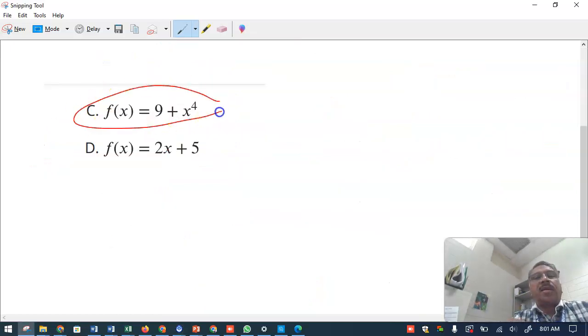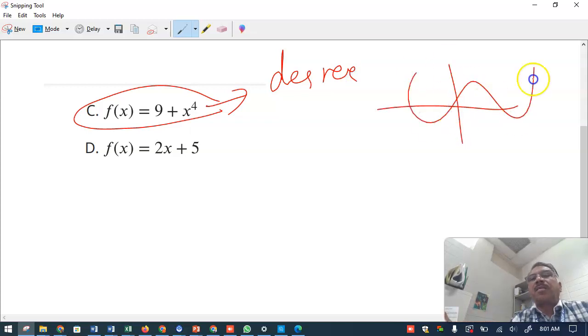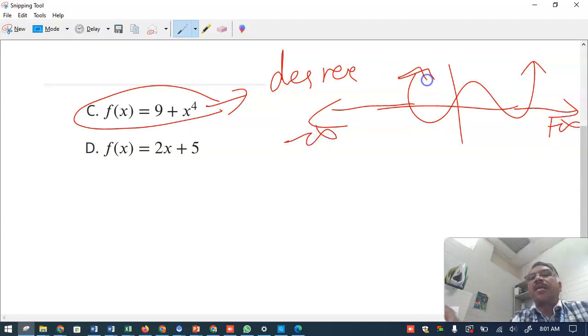And this question, see, is straight away degree 4. I already explained that to you. So something like this. Both sides, when x is very large positive or negative infinity, it is up, up. It means plus infinity on this side and plus infinity on this side.